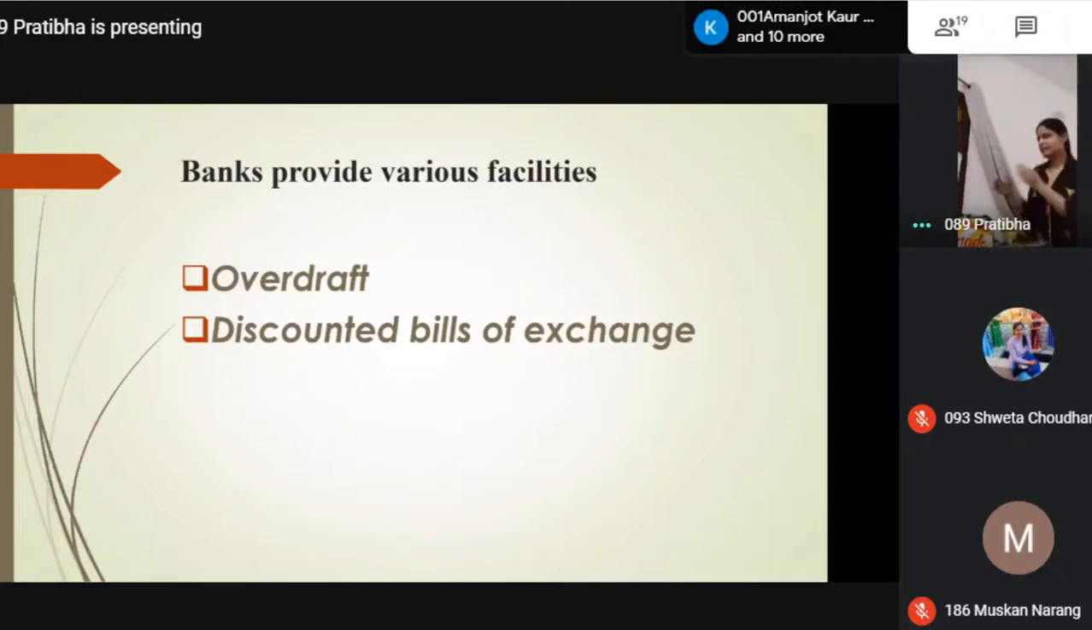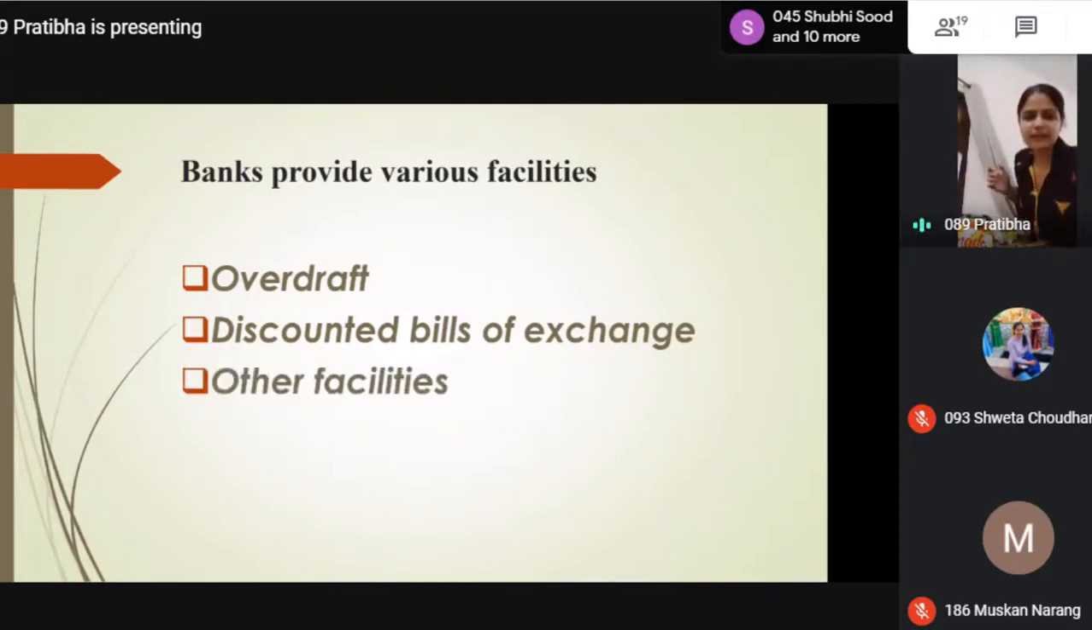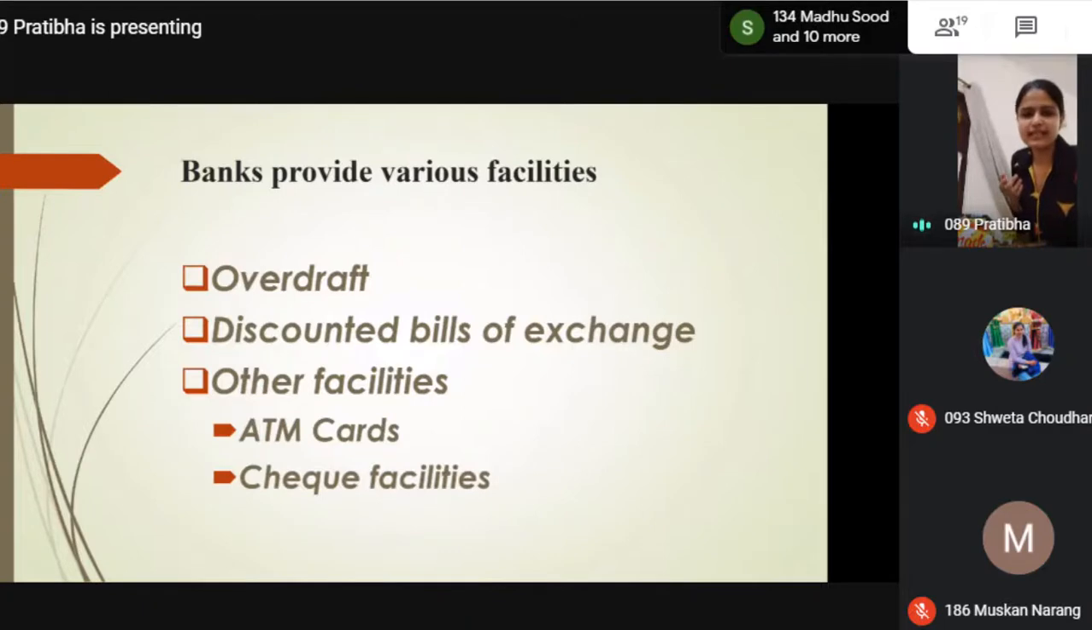This is the facility of the bank. Some other facilities are provided by the bank that you are already told. Modern functions, that is ATM, credit card, debit card, cheque facilities. All these are the facilities provided by a bank. Okay, students.